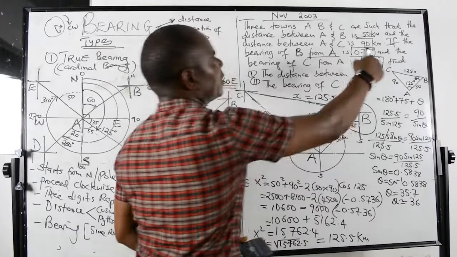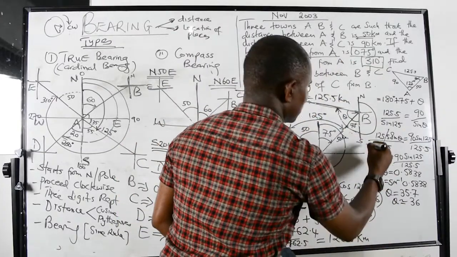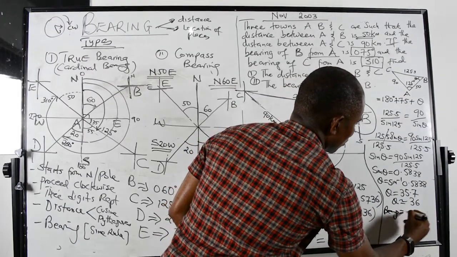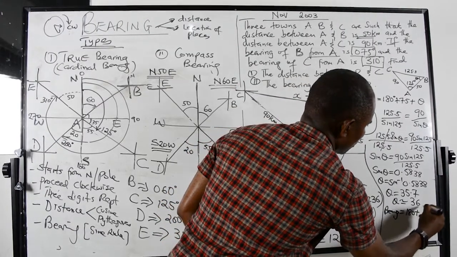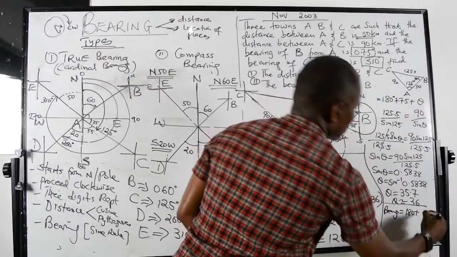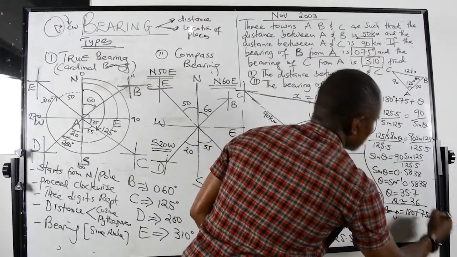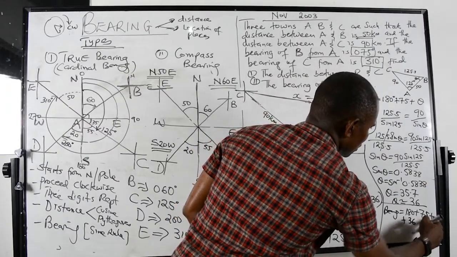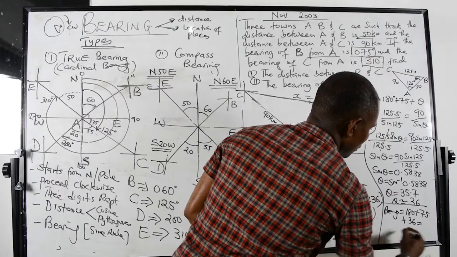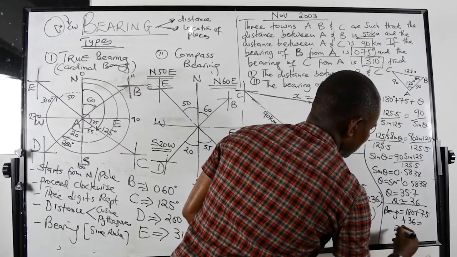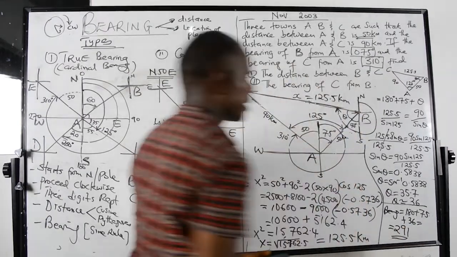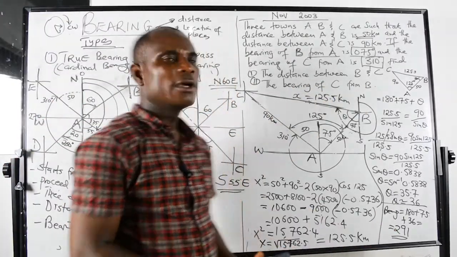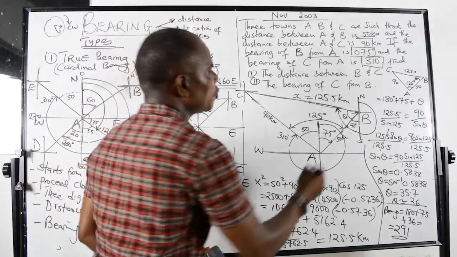So now I'm finding the bearing. So the total bearing is going to be there. So the bearing is now equal to 180 plus 75 plus the angle you have found, which is 36. That's the one here. All will give you 291 if you check that from the calculator. So the bearing of C from B is 291, and 291 is between which two letters?